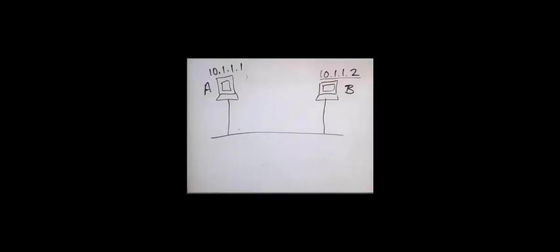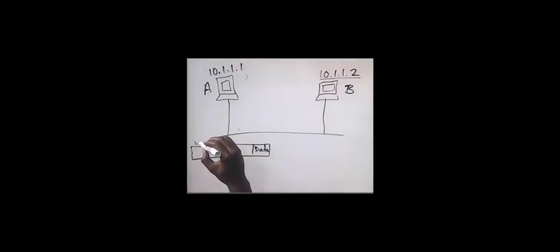Now let's take a look at the address resolution protocols, ARP and RARP. Here, device A with an address of 10.1.1.1 wants to send a packet to device B, 10.1.1.2. Here's what the packet is going to look like. He wants to send data over there.